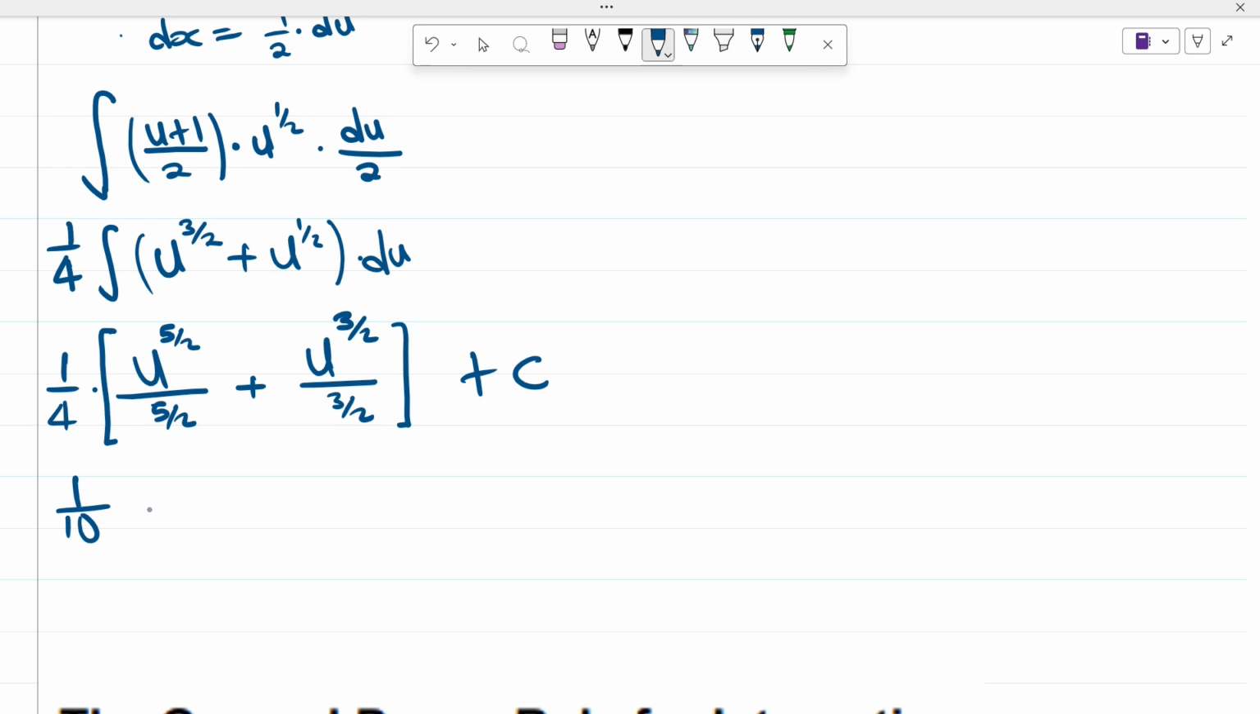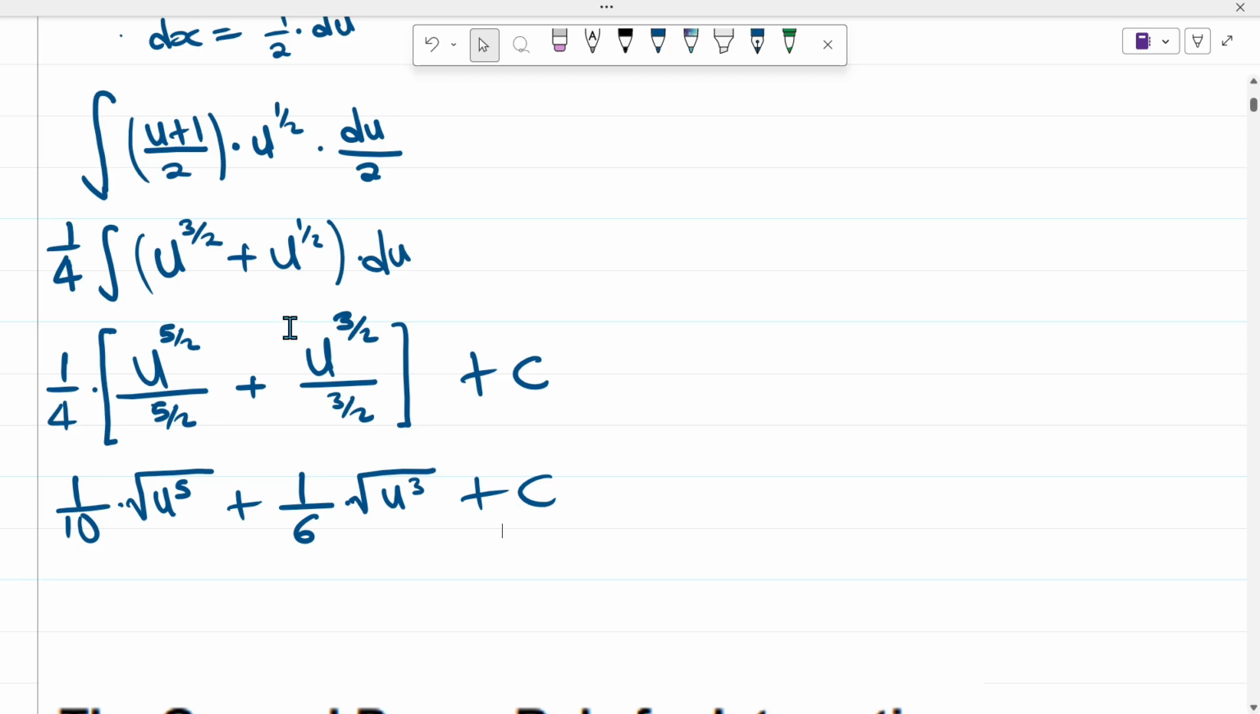And then we can change that u to a square root, this exponent of 5 over 2 to a square root. So this is going to be multiplied by square root of u to the power 5, plus 1 over 4 multiplied by 1 over 3 over 2. So that's going to be 2 over 12, right? 2 over 12, that's 1 over 6. So this is going to be 1 over 6 multiplied by square root of u to the power of 3, then plus c. But let's not forget what our u was.